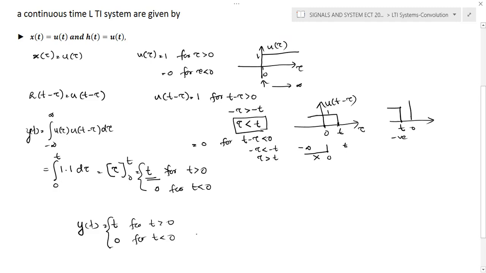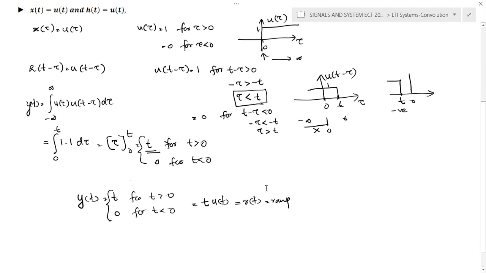Okay. And you can write one more way. This is actually t into u of t, because this particular signal exists only for the positive side. We can avoid this limit condition, t greater than 0 and t less than 0. And this is the equation, t into u of t, and t into u of t means simply your ramp signal. So you will get a ramp as the output.